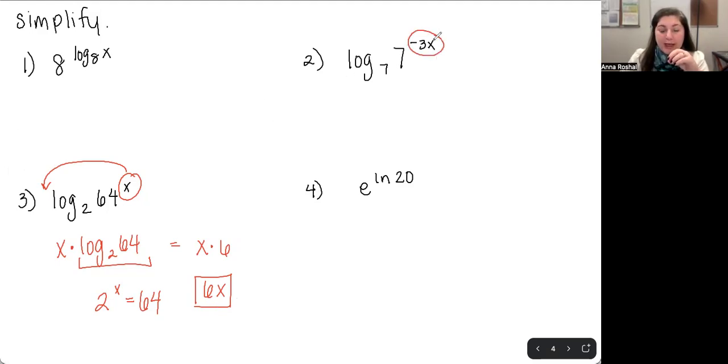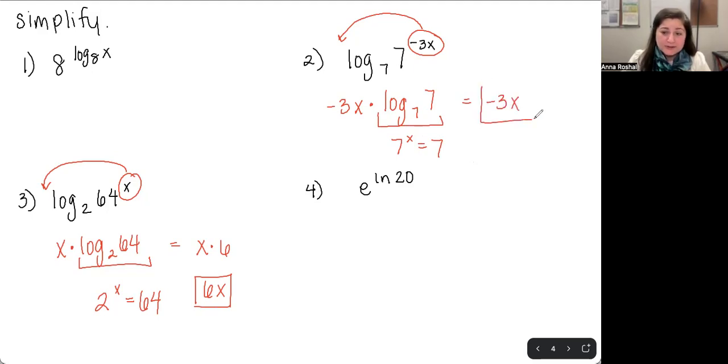Number 2 also has an exponent in the problem. So I'm going to take this exponent and put it out front. So I'm going to have negative 3x times log base 7 of 7. Log base 7 of 7, I'm thinking in my mind, 7 to the what power is 7? Well, that's just 1. So that means I have negative 3x times 1, which is just negative 3x. That's it. I'm not going any further than that. Okay, next.